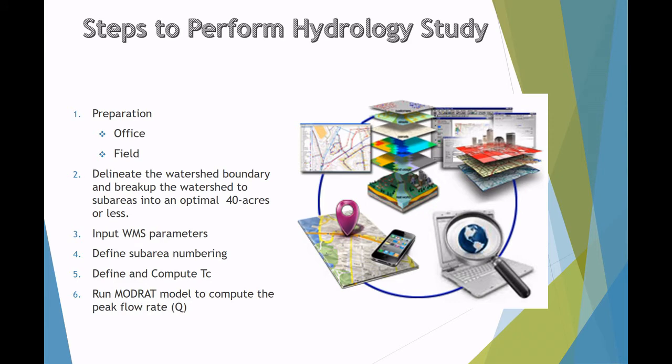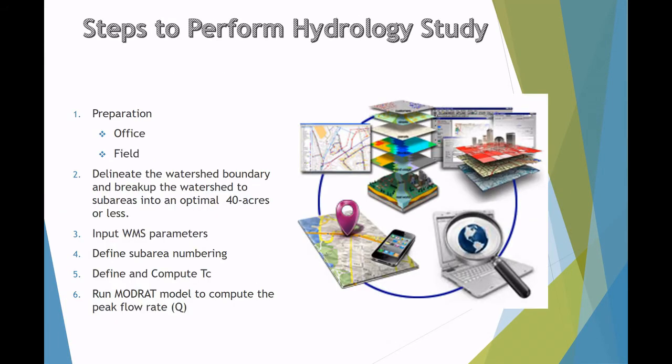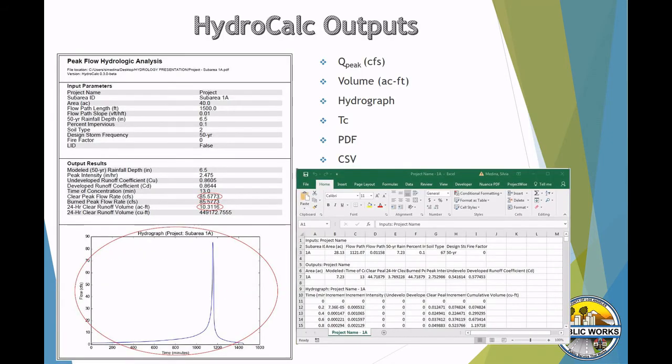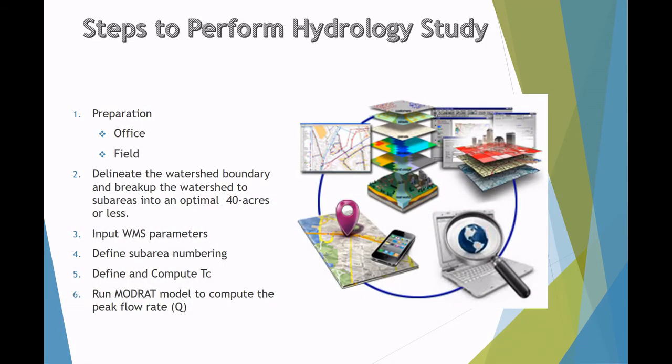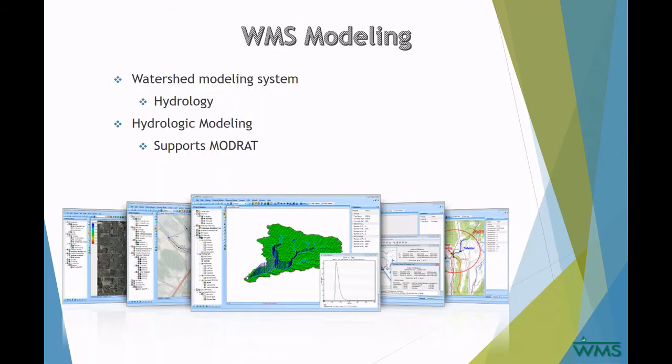A model is a simple representation of a natural system. WMS is used primarily to set up and run a hydrologic model, using the graphical interface of Los Angeles County Department of Public Works, MODRAT, the Modified Rational Method.